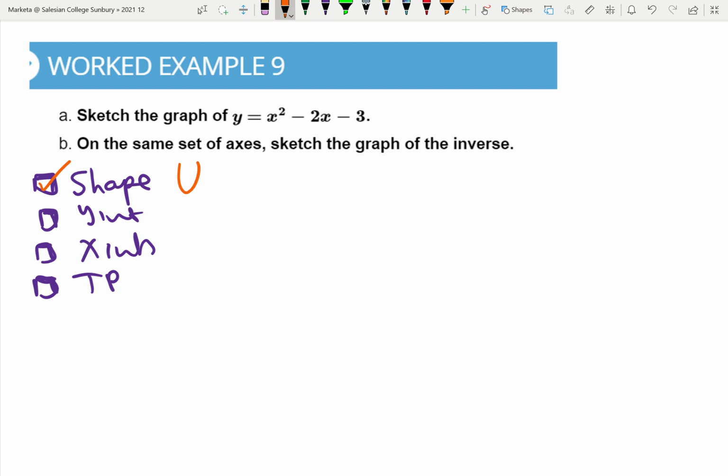The y-intercept, well, if we're subbing zeros into those x's, they're going to disappear, and we're going to be left with -3. So 0, -3 is our y-intercept.